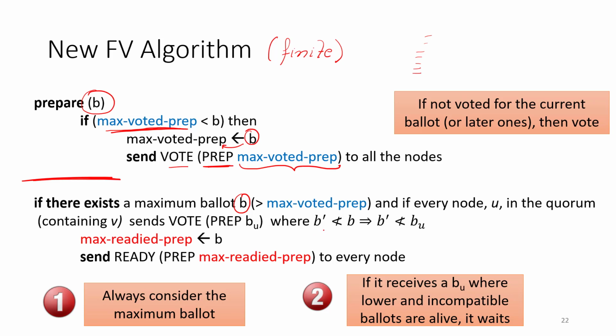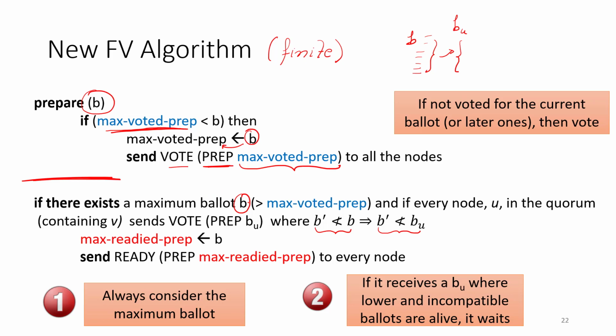If there is any B dash which is lower and incompatible to B, it is also lower and incompatible to BU, right? So which basically means that if this is B, BU is somewhere over here where everything lower and incompatible is also lower and incompatible to this. So everybody has voted either for the value in this ballot or for a ballot with a higher number. So you are fine.